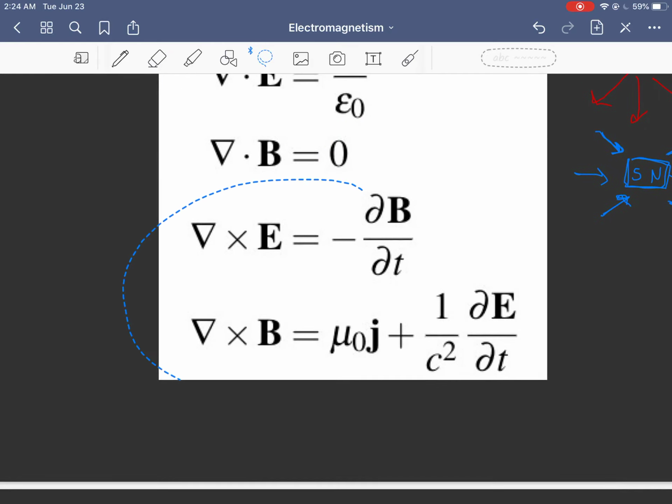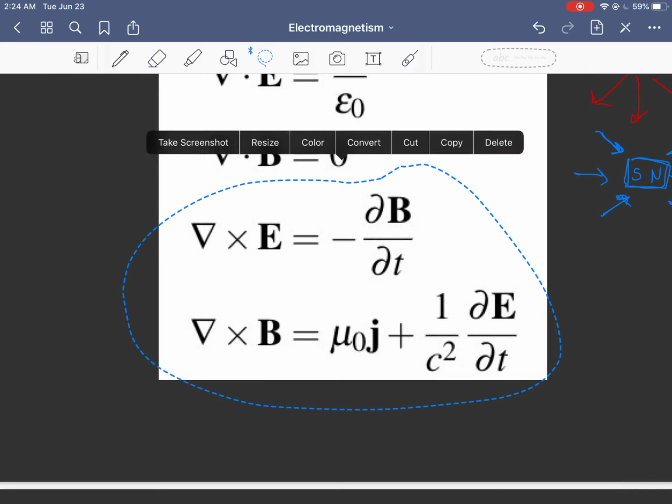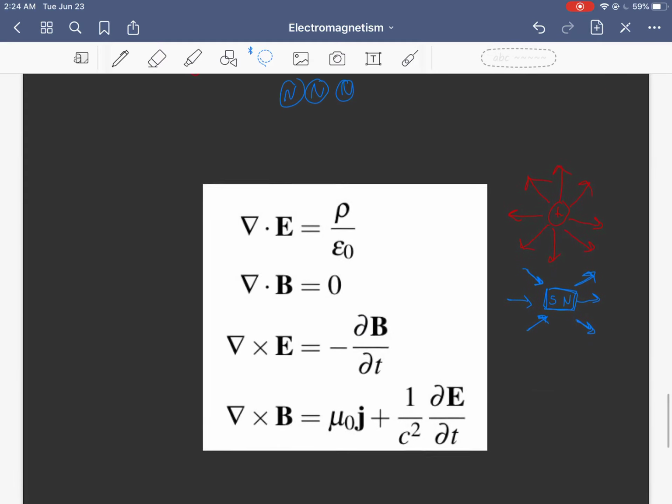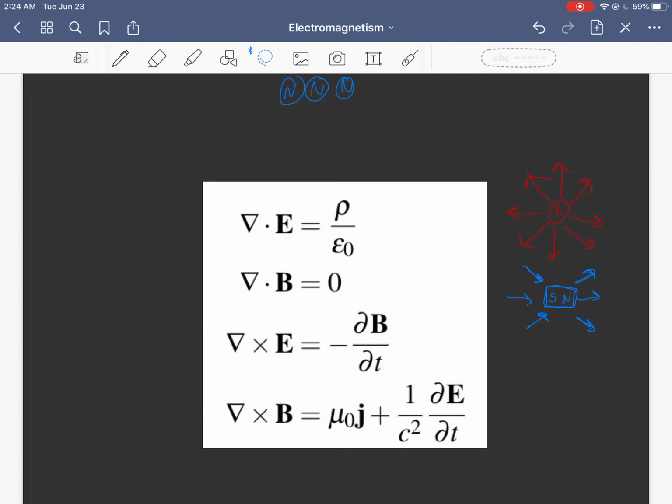These last two equations are more interesting though, because they talk about the relationship between magnetism and electricity and how they're so deeply interconnected with each other. And in my next video, I'm going to be talking about how we can use this relationship in making really useful devices for humans.